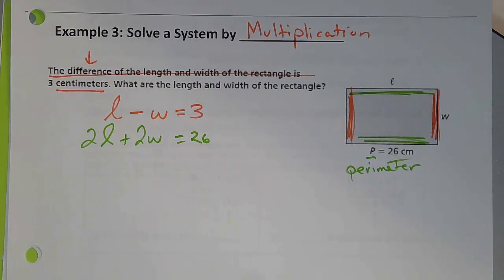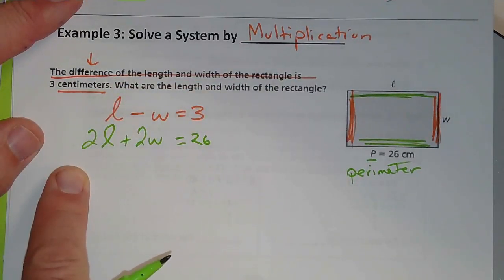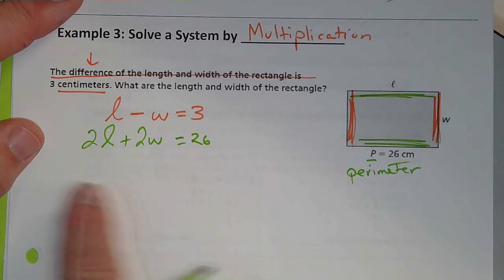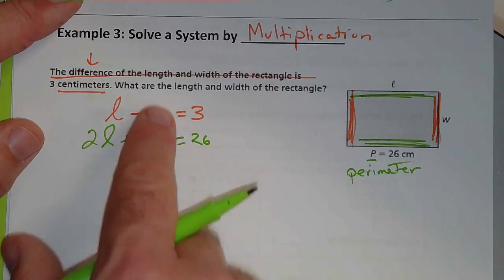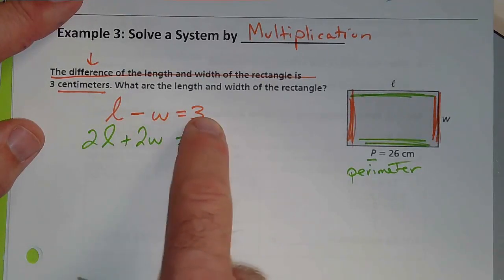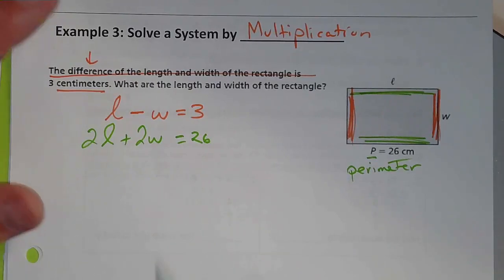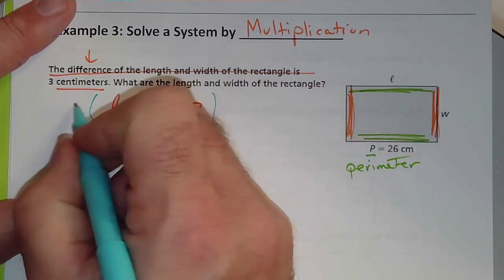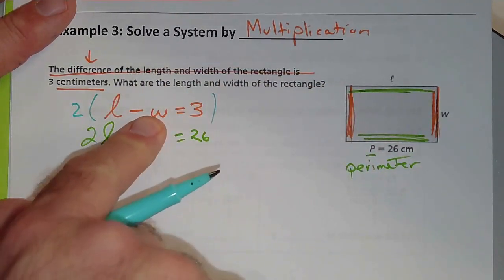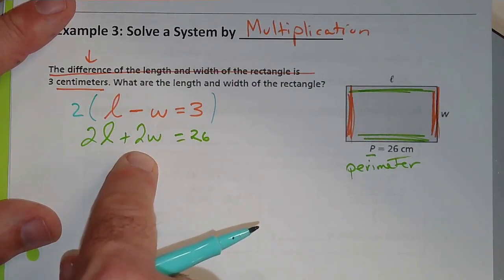When we look at that, what are we going to do? Okay. Do we have one where it matches? No. Do we have opposite variable terms? Yes, we have opposite w's. So let's do this. What could we multiply this first equation by to get the opposite of 2w? Well, of course, we're going to multiply it by 2. When we multiply it by 2, we're going to get negative 2w, which is awesome. That will eliminate the w's for us.